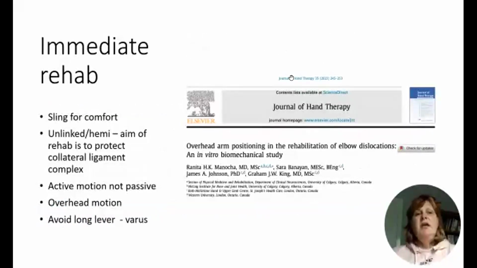So immediate rehab for our unlinked or our hemiarthroplasties is sling for comfort, possible splint again initially to help with comfort, and as I said before, the aim of initial rehab is to protect that collateral ligament complex. So we're going to start in the overhead position with active motion, not passive, as passive may confer increased stresses upon those collateral ligament complexes.